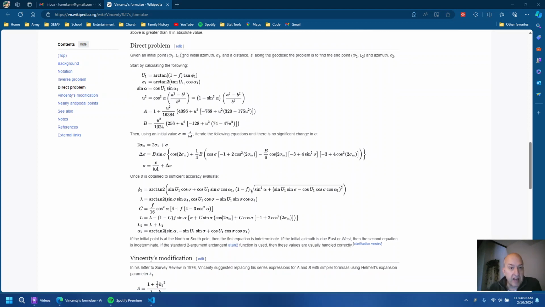The other problem he came up with was the direct problem. You have latitude, longitude, and you do a direction and distance from that latitude, longitude, and it will end up at an end point somewhere. Similar situation, you run through the information, and then it will eventually go through a loop to find out what that ending latitude, longitude is.